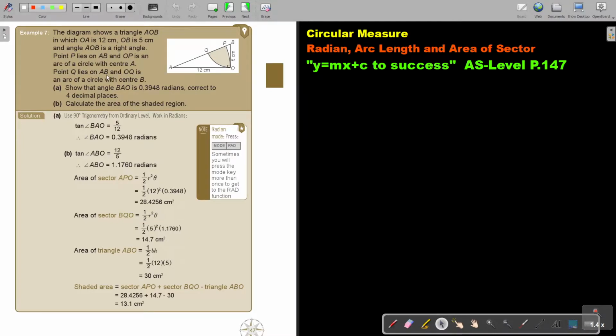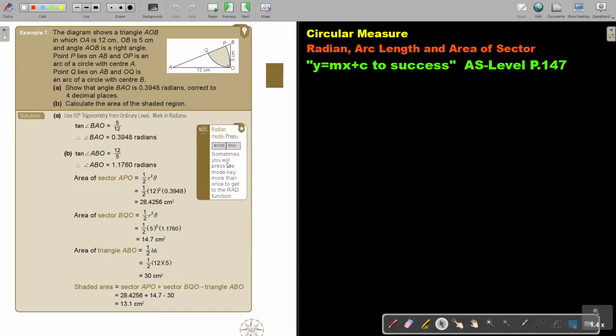Point Q lies on AB, and OQ is an arc of a circle with center B. So that again: show that angle BAO is 0.3948 radians, correct to 4 decimal places. Now you use the 90-degree trigonometry from ordinary level, but you just put your calculator to radians.